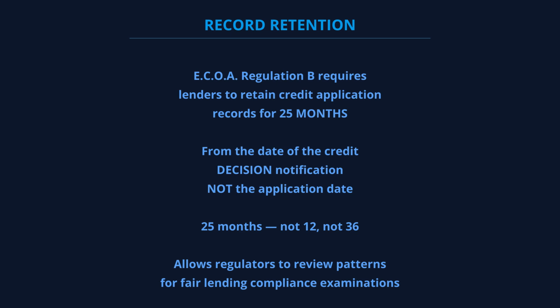ECOA Regulation B requires lenders to retain credit application records for 25 months from the date of the credit decision notification. This is 25 months, not 12, not 36, from the date of notification of the credit decision, not the application date. 25 months allows regulators to review patterns for fair lending compliance examinations.